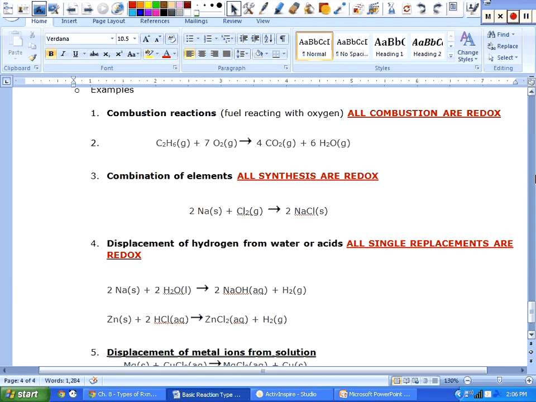So let's see if we can determine what we're looking for: the element that's being oxidized or reduced. What do we always want to look for? We always want to look for our zeros first, right? So notice, oxygen is by itself, so it's 0. Remember, anything by itself was always 0. Now watch. Is oxygen in compounds over here? So what did it become? Both of these became -2.